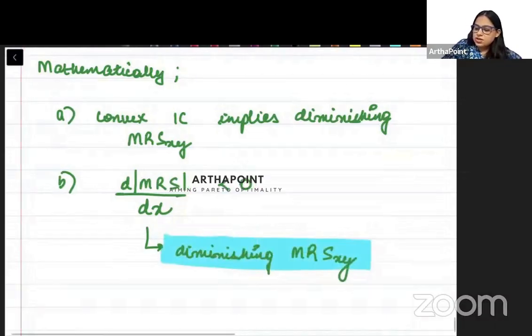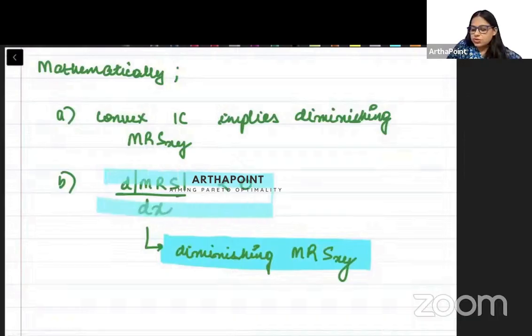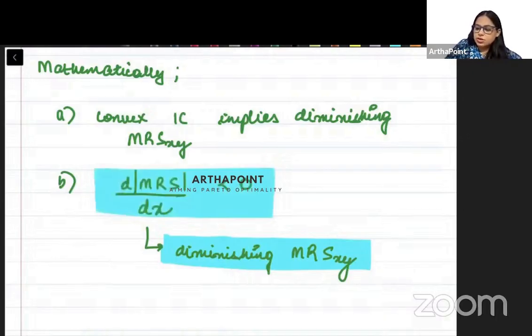So there are two ways to check diminishing MRS, beta. Method number 1 is you differentiate with respect to X. अगर ये less than 0 आ जाए, then this is diminishing MRS. And method number 2, you check whether indifference curves are convex or not. If they are convex to origin, तो भी उसको बोल सकते हैं that there is diminishing MRS. Is this clear? ठीक है बेटा.